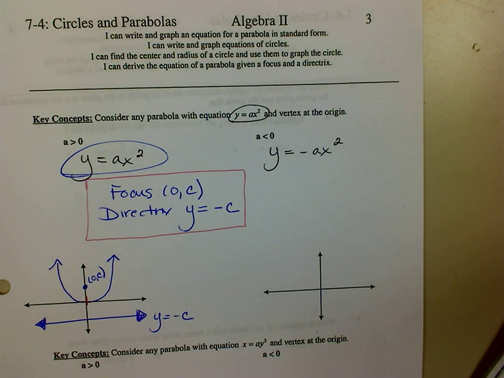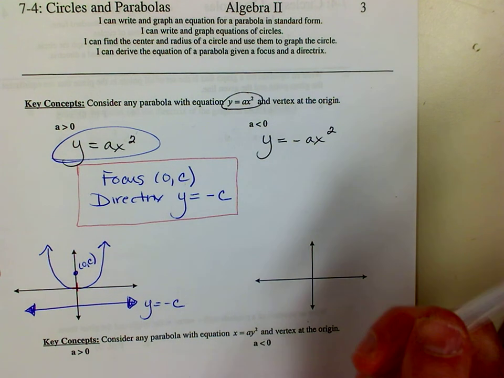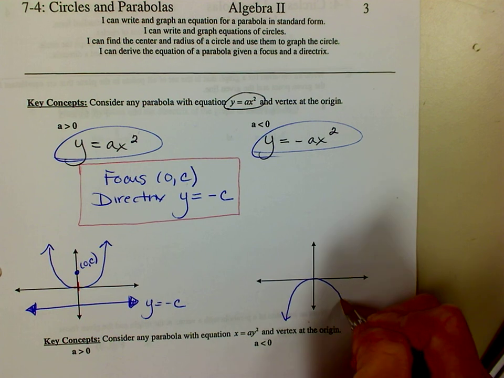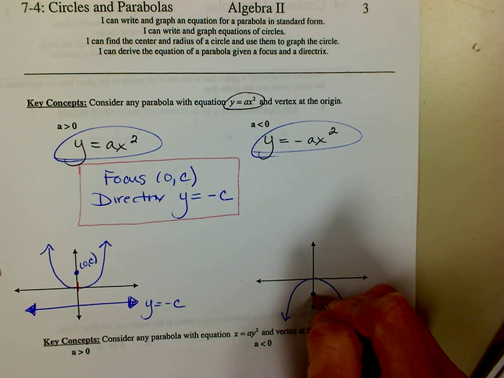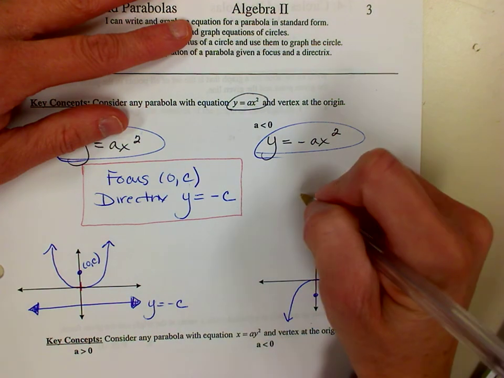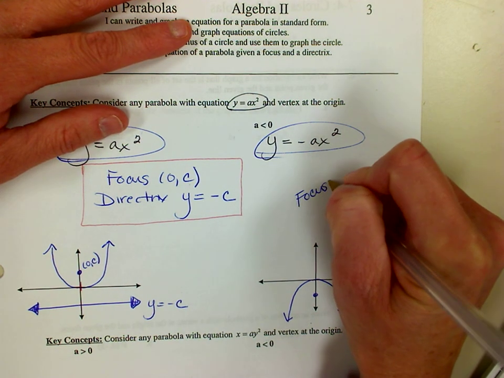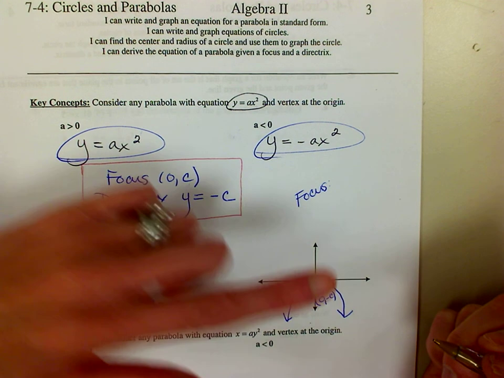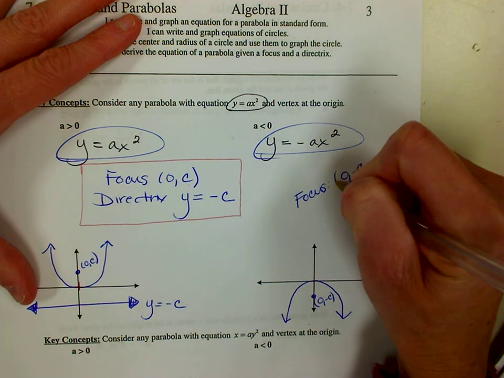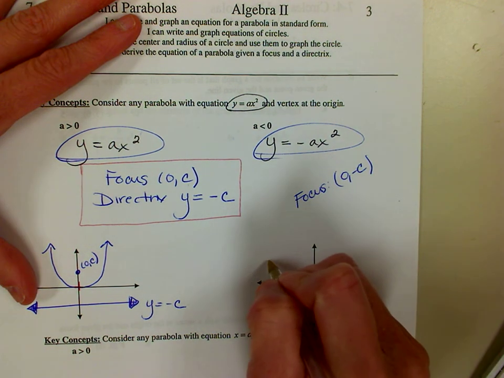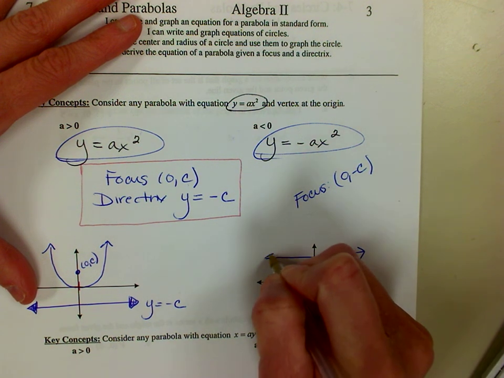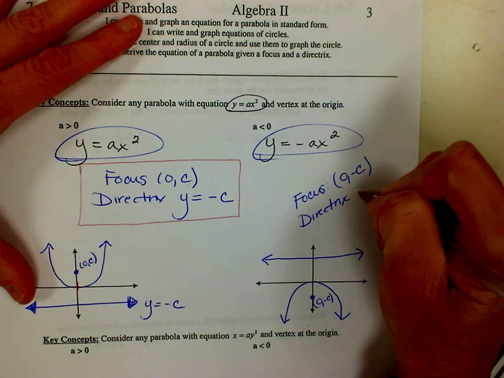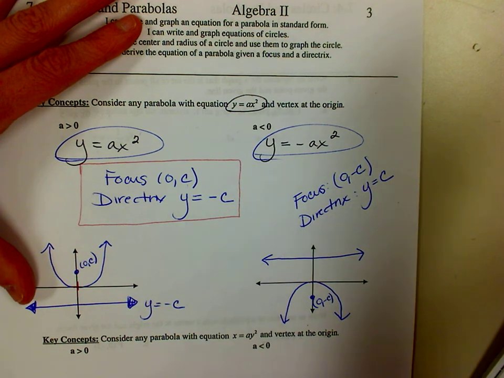Okay, let's move on to the next one. I'm going to draw it first this time. So this is my formula. This time my parabola is going to be upside down. The focus is always inside the parabola. So it looks like the focus this time would be 0, negative C, because it's down here on the y-axis. And the directrix is going to be a line that's located outside of the parabola. So the directrix is going to be y equals positive C.